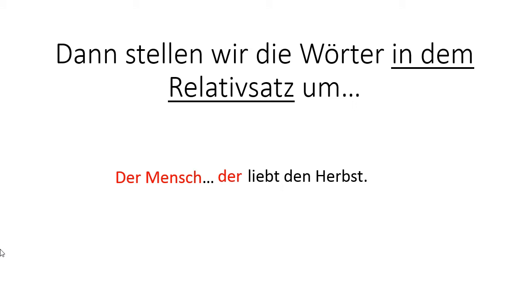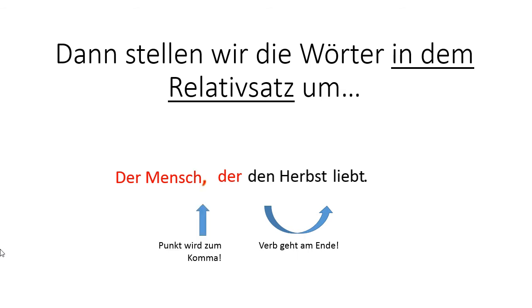Then we have to rearrange the words within the relative clause to make sure that they have the right structure there. And that is simply to put the verb on the end. So das Verb geht am Ende. Then we transform whatever period was there into a comma. And we'll do the same with the last period, if we're going to continue the sentence.